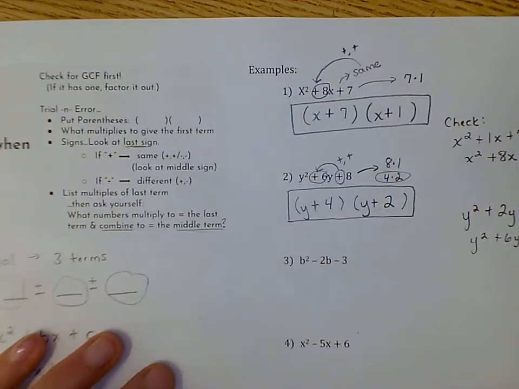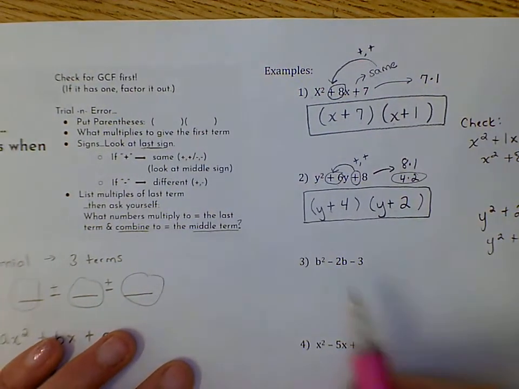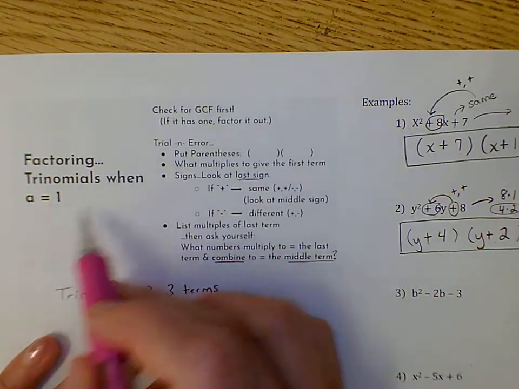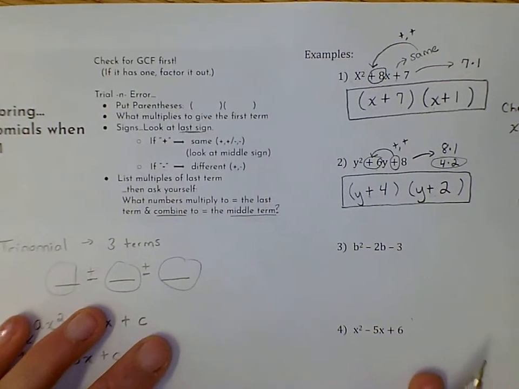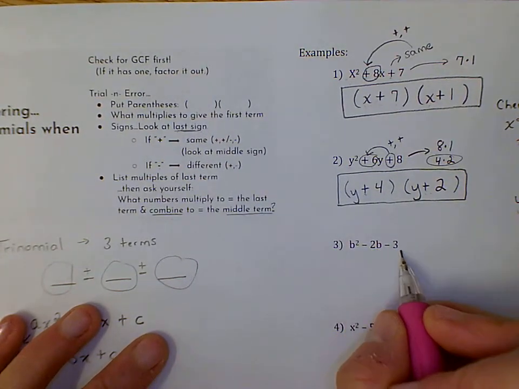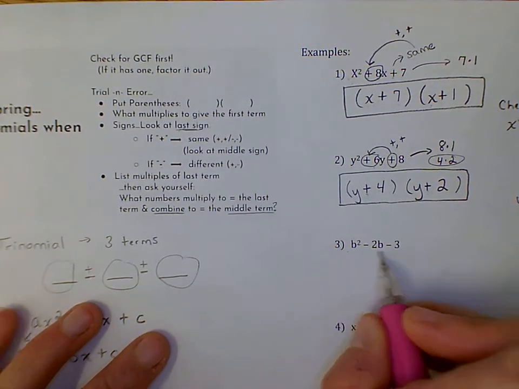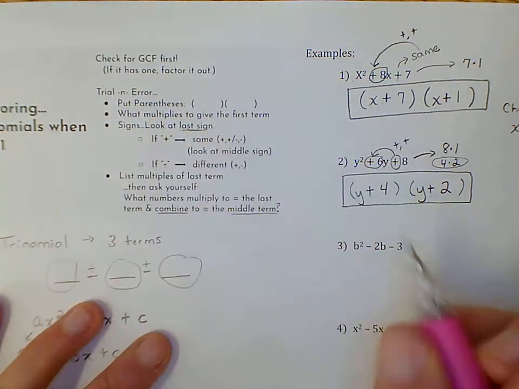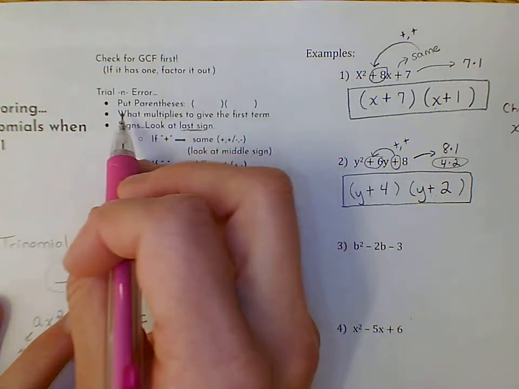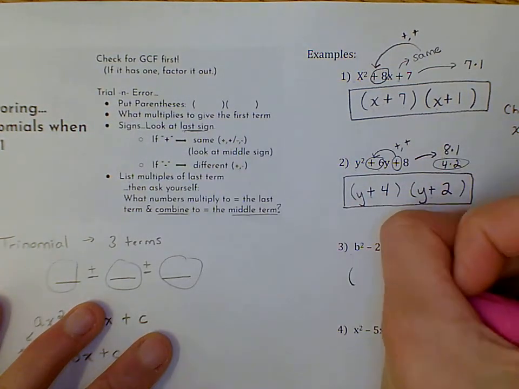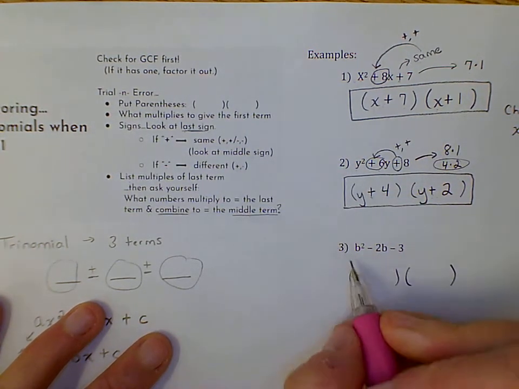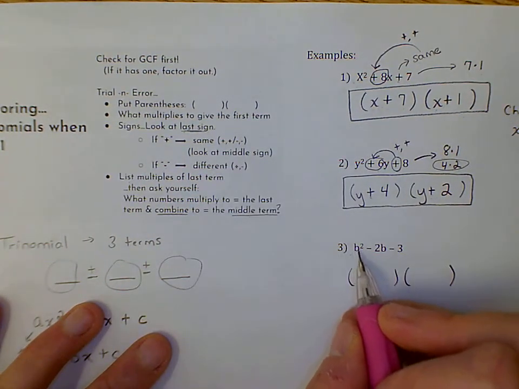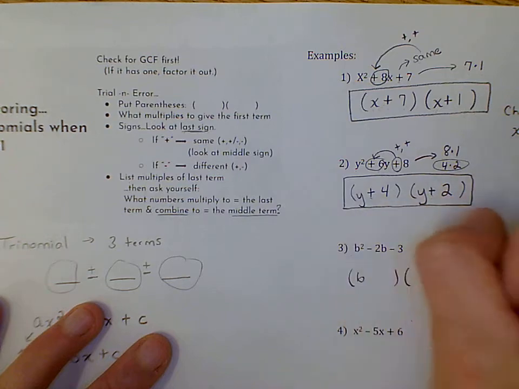So let's keep going. So the next one, it's a trinomial. It's got a 1 up front, so we're going to be doing it like the other problems. Check for a GCF. Do they have anything in common? And notice they don't have a variable or a number in common, so we can move past that. Then it's a trinomial, so we're going to do the trial and error. So go ahead and put your 2 parentheses. Let's go ahead and look what multiplies to give you the first term. So what times what gives me b squared, and that would be b times b.